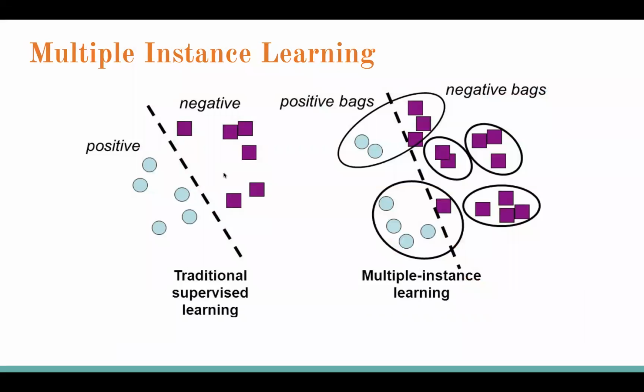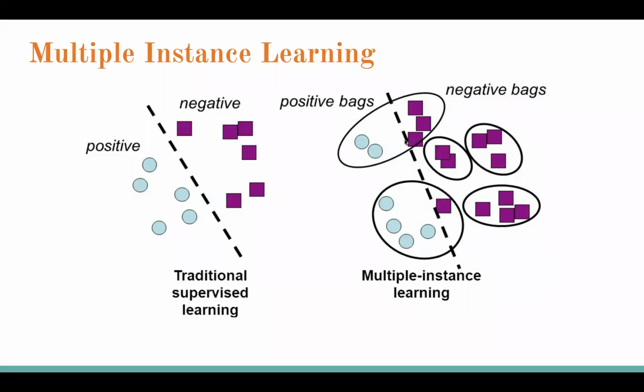Typically, this is how we train a model: each point is either positive or negative. What if you have a collection of points, and that collection is called a bag, and that bag has a label, but inside the bag you don't know whether each point is positive or negative? You can see this circle, this bag is called positive, but it includes both positive and negative examples. Similarly, you have some negative bags.